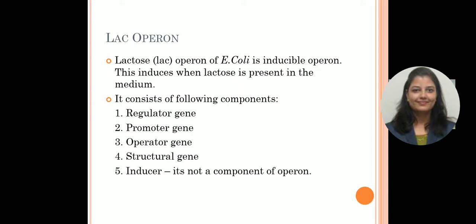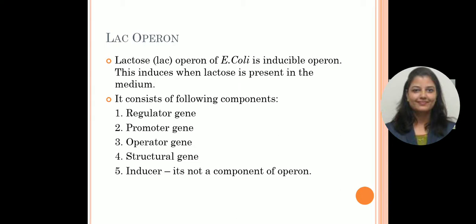One is the regulator gene. This gene controls the operator gene in cooperation with an inducer present in the cytoplasm. The regulator gene produces a protein which is called the repressor protein, as we had already studied, and this repressor binds with the operator gene and represses or stops its action.